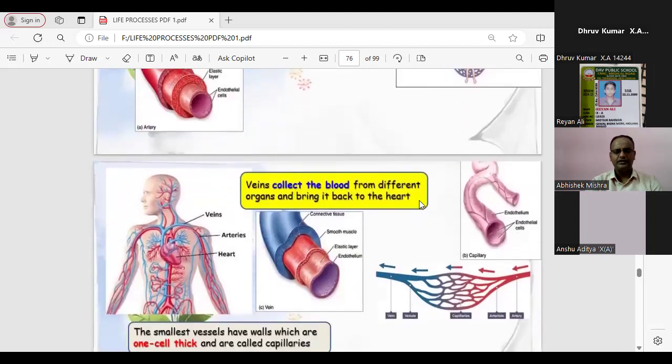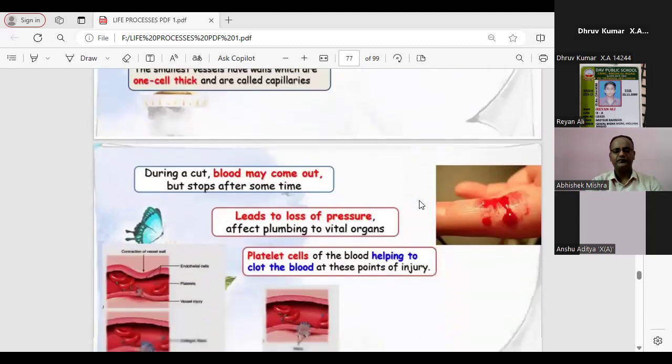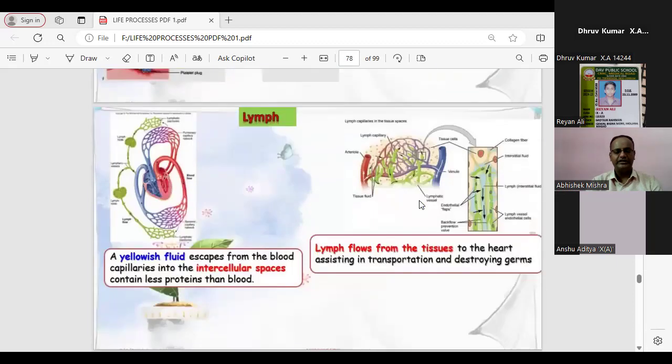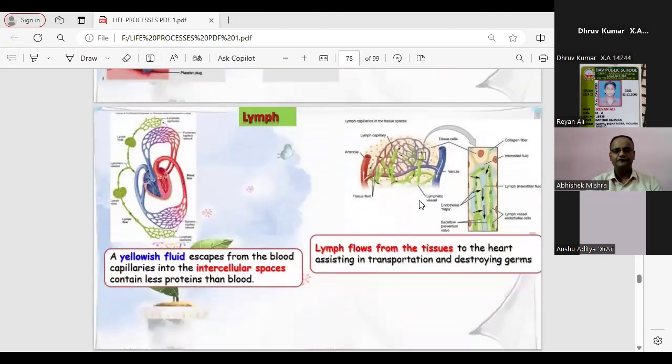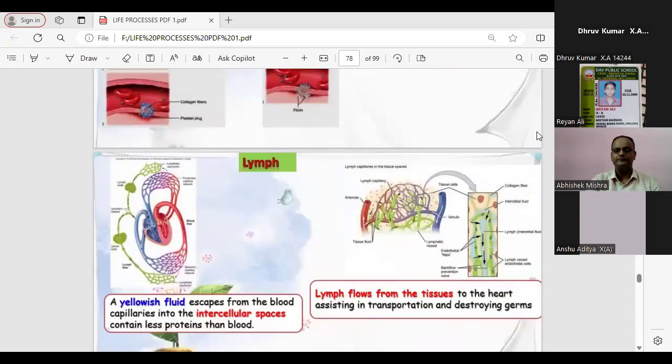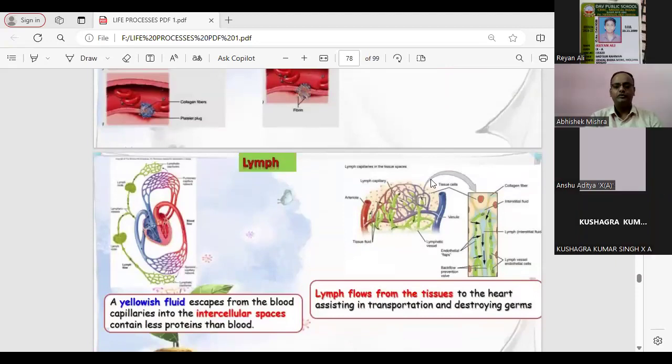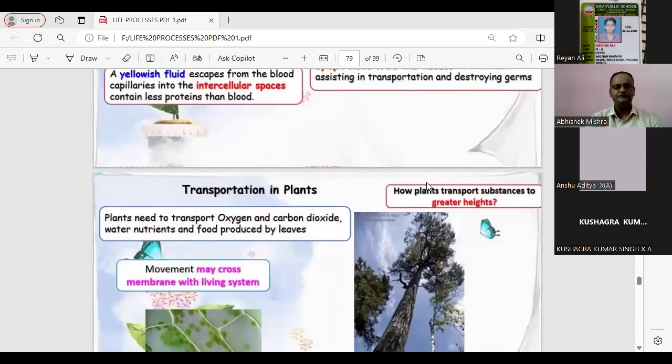Okay, fine. Next, we are coming to lymph, another important circulating fluid, yellowish in color. And the most important thing is that hemoglobin is not present in it. That is why we even call it a white vascular connective tissue. The main function of the lymph is that it assists in the transportation of digested and absorbed fat from the intestine.